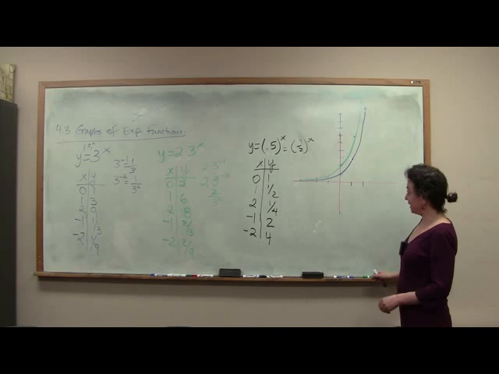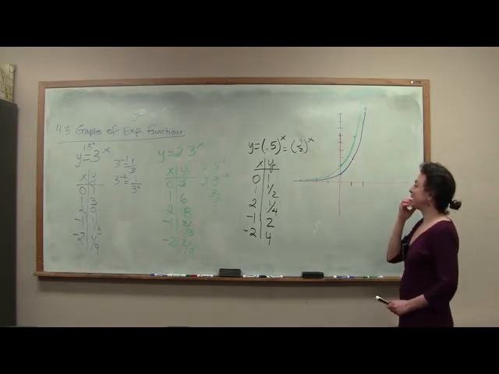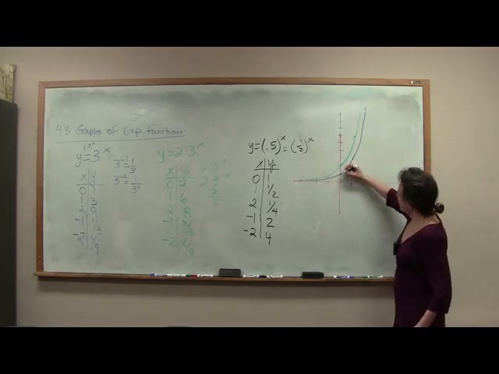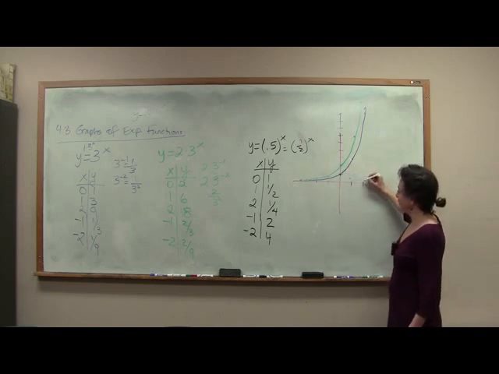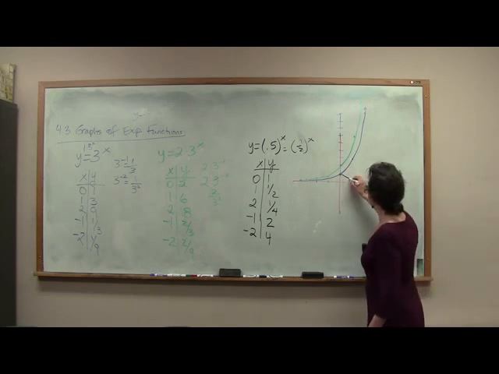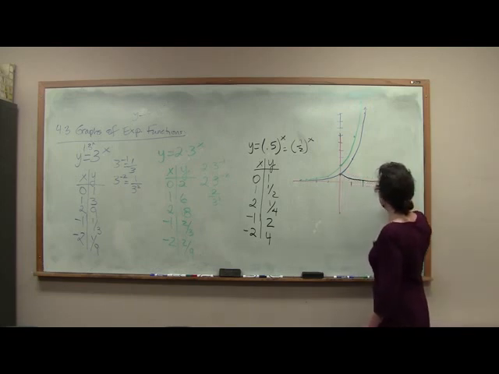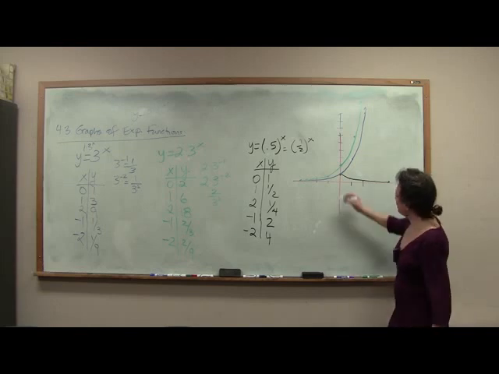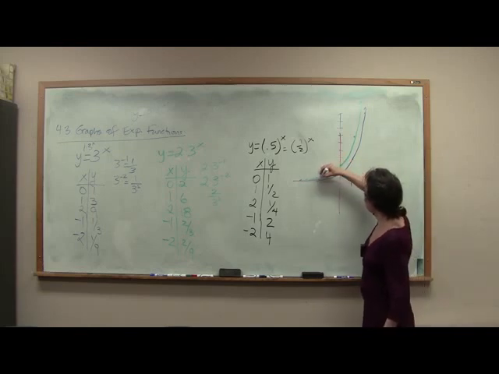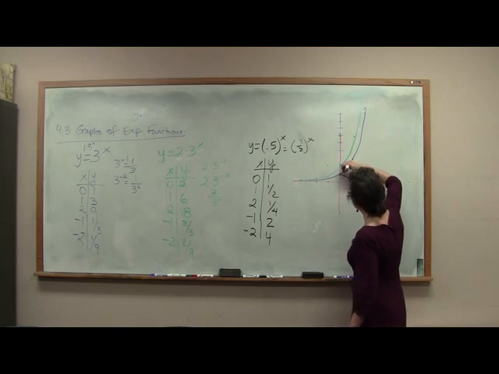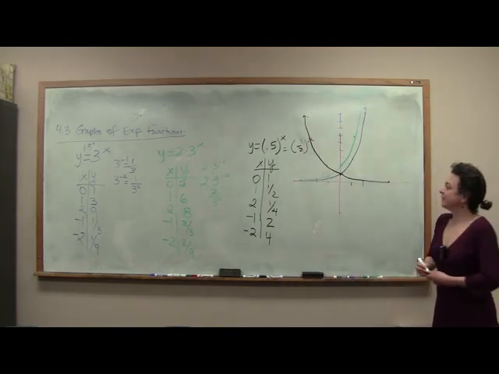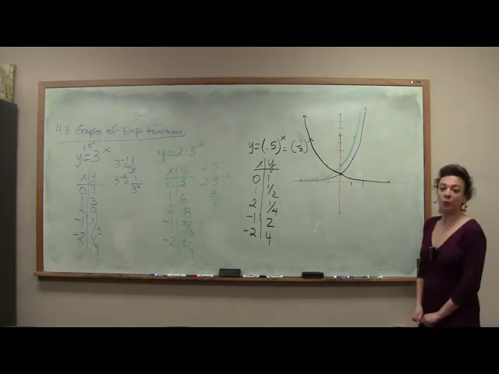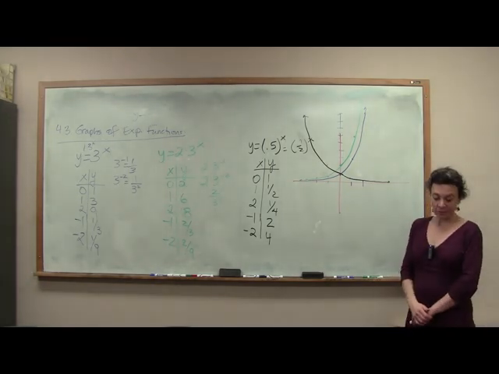And last but not least, we have 1/2 to the power of x. Again, that goes through 0, 1. When x is 1, we're at 1/2. When x is at 2, we're at 1/4. So it goes down in the downward direction there. And then if we plug in -1, we're up at 2. -2, we're up at 4. And there's our graph of y equals 1/2 to the x power.